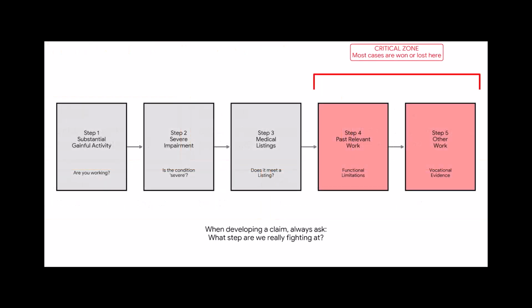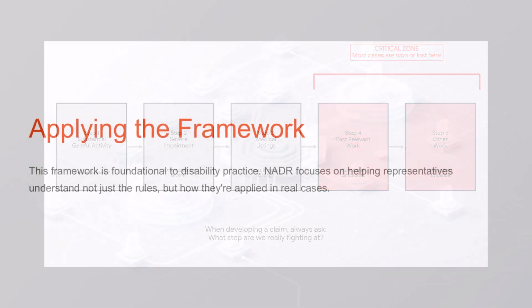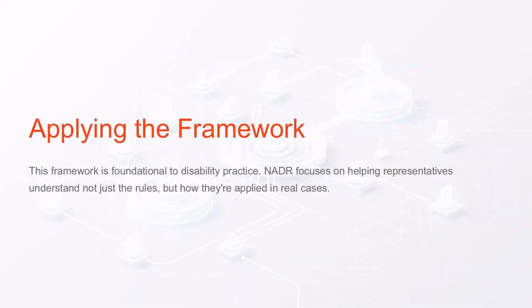When developing a claim, you always want to ask yourself, what step are we really fighting at? Most cases are won or lost at steps 4 and 5, which means functional limitations and vocational evidence are critical. This framework is foundational to disability practice. NADR focuses on helping representatives understand not just the rules, but how they're applied in real cases.